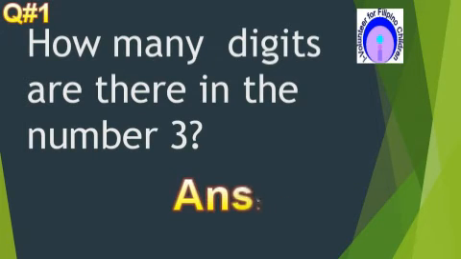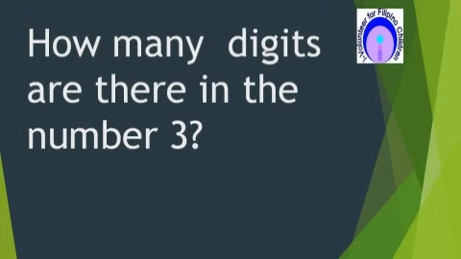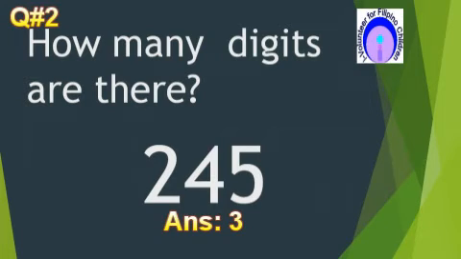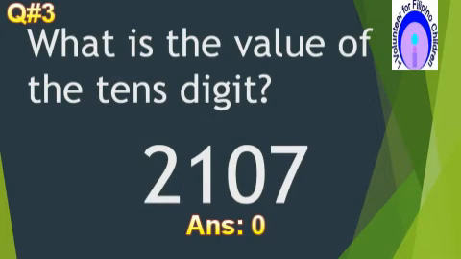Question number 1. How many digits are there in number 3? The answer is 1. Number 2. How many digits are there in 245? The answer is 3. Question number 3. What is the value of the tens digit in 2107? The value is 0.